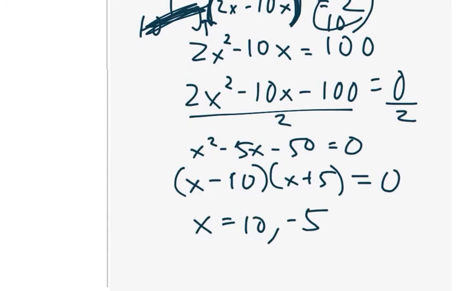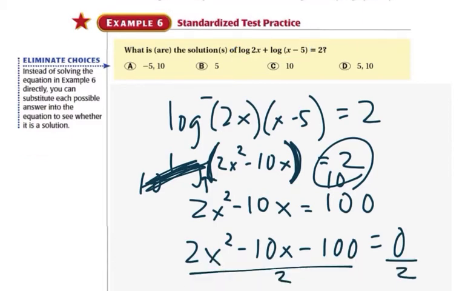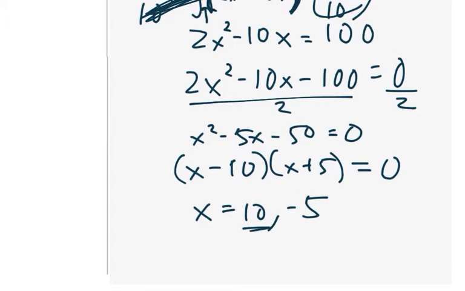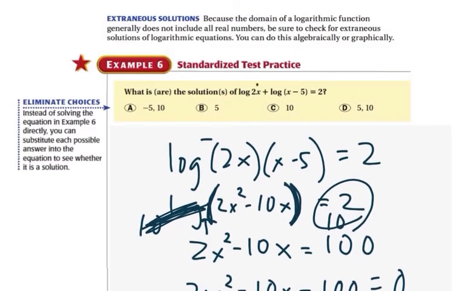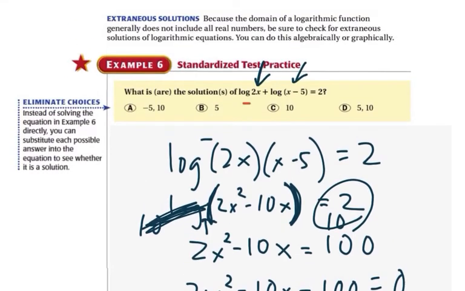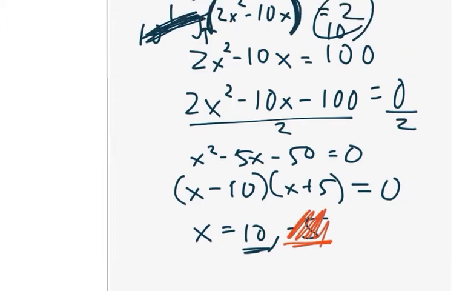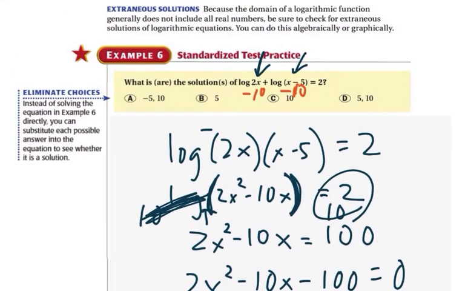So again, we need to check for extraneous solutions. Come back to the original. If I plug in 10, I have 20 here, 5 here, and 10 here, which are all positive, so that's great. But when I put in negative 5, I have negative 10 here and negative 10 here, which breaks the log expression, which means negative 5 is an extraneous solution. So the only answer to this problem is the letter C.